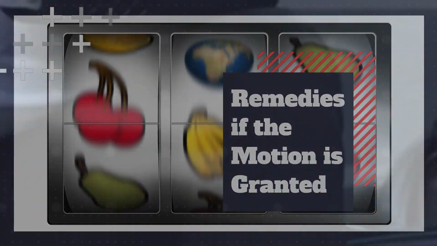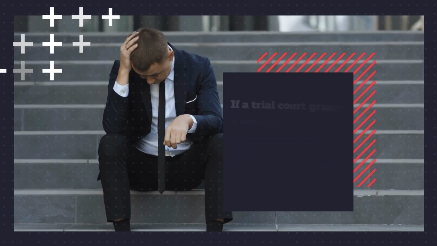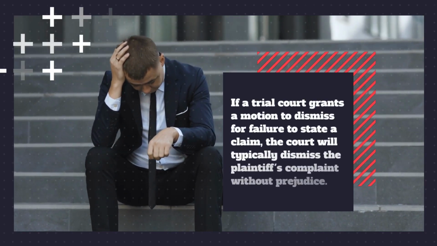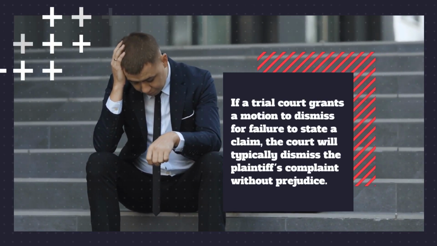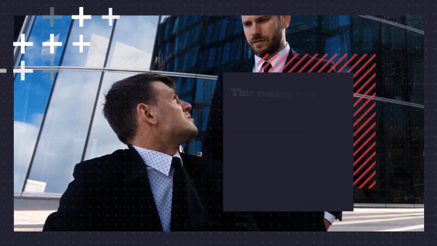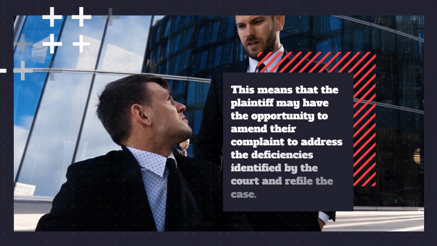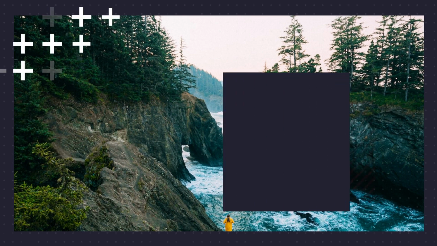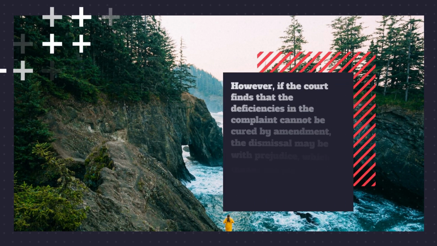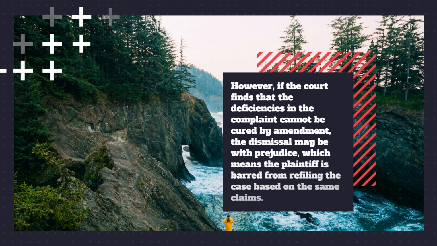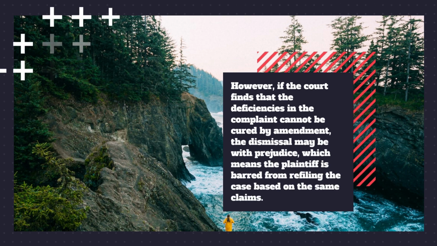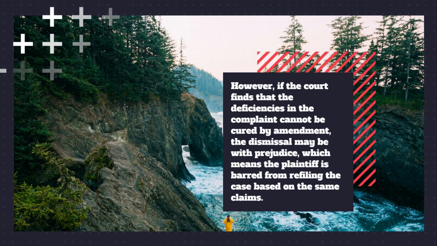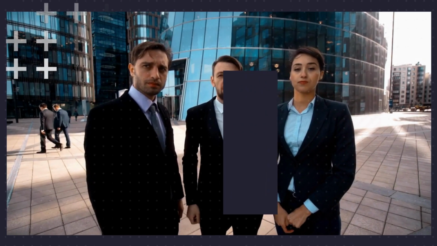Remedies if the motion is granted. If a trial court grants a motion to dismiss for failure to state a claim, the court will typically dismiss the plaintiff's complaint without prejudice. This means that the plaintiff may have the opportunity to amend their complaint to address the deficiencies identified by the court and refile the case. However, if the court finds that the deficiencies cannot be cured by amendment, the dismissal may be with prejudice, which means the plaintiff is barred from refiling the case based on the same claims.